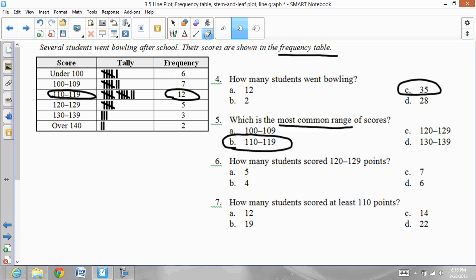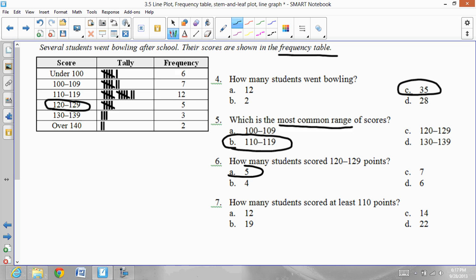Now let's focus on the next question. How many students scored 120 to 129 points? So let's focus on 120 to 129 points. Let's see how many students got that. 5 students got the score between 120 and 129 points.